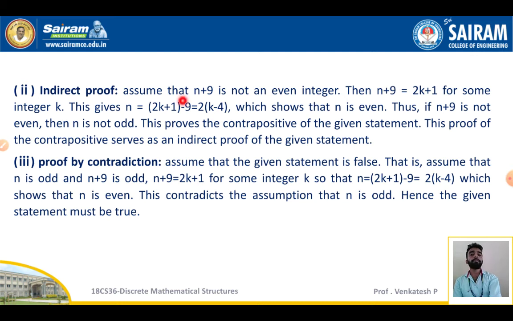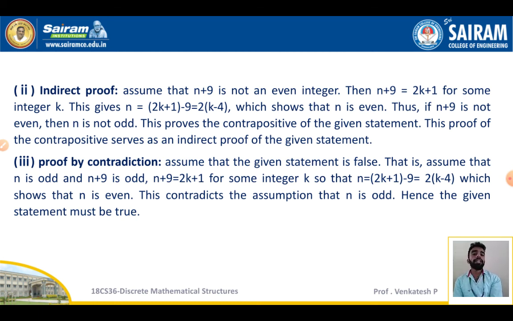n is equal to 2k plus 1 minus 9. I'll be getting 2k minus 8. By taking 2 as a common factor, I'll be getting 2 times (k minus 4). So which shows that n is even. Thus, if n plus 9 is not even, then n is not an odd number.